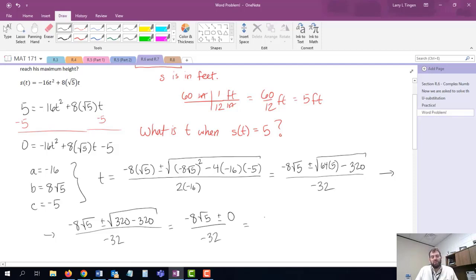Negative divided by negative is a positive. Let's write that step out. All right, plus minus 0 just goes away because there's nothing to do. 8 times the square root of 5 over 32. We're going to take that.